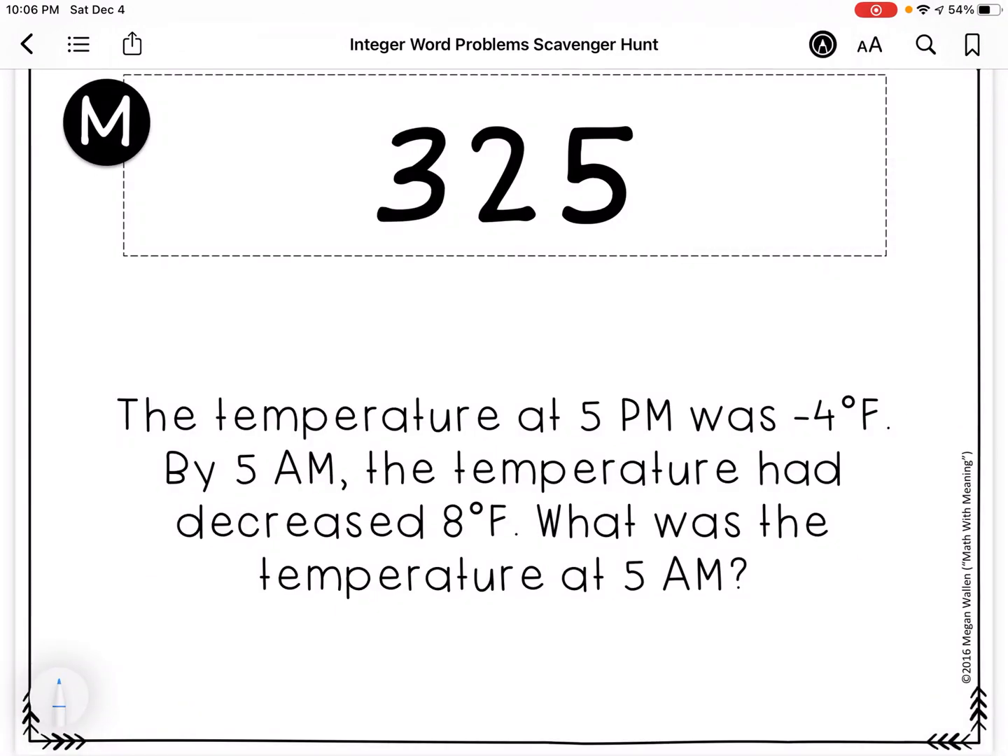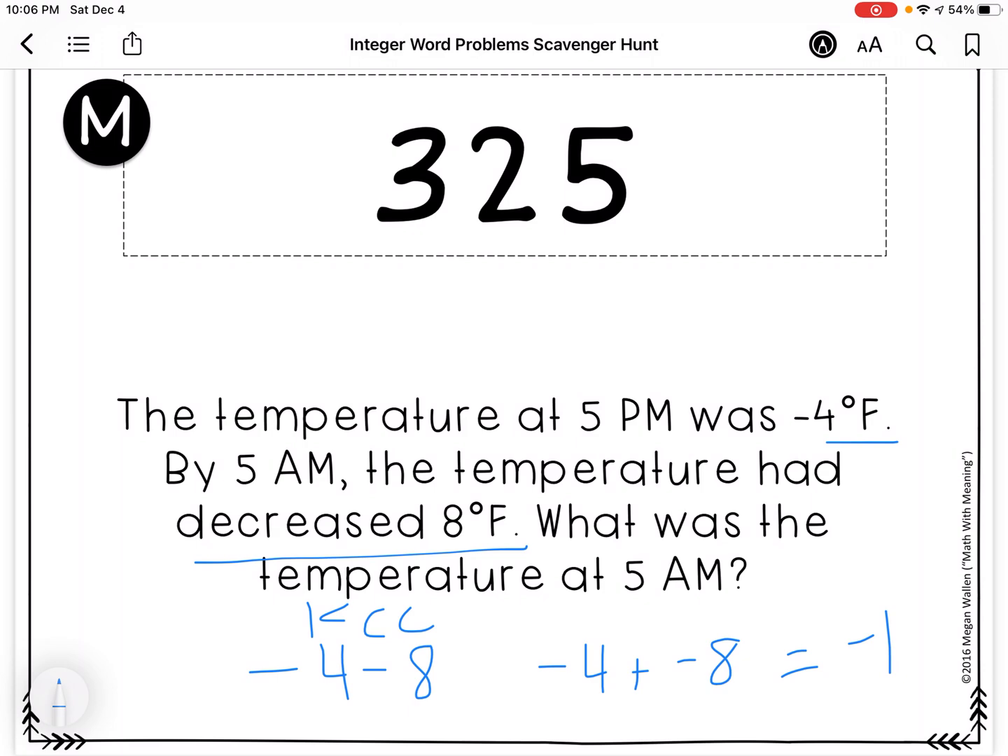Okay, the temperature was -4. Then the temperature decreased by 8 degrees. What was the temperature at 5 a.m.? So -4 minus 8, keep, change, change. -4 plus -8, -12 degrees.